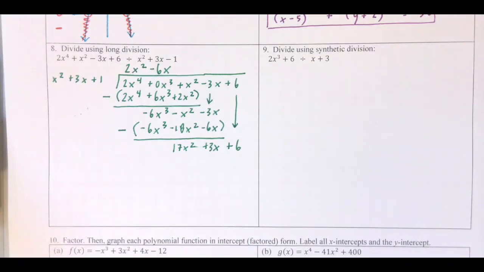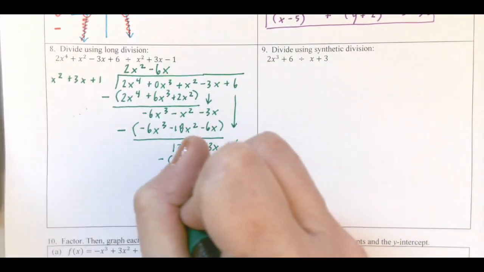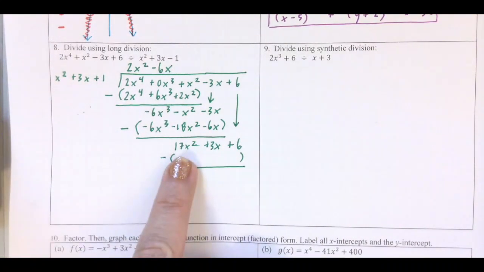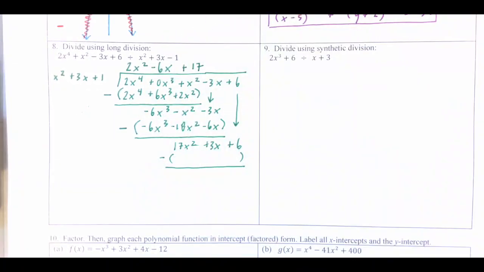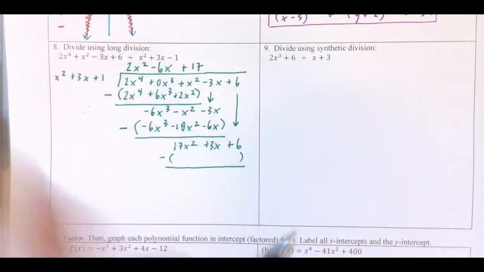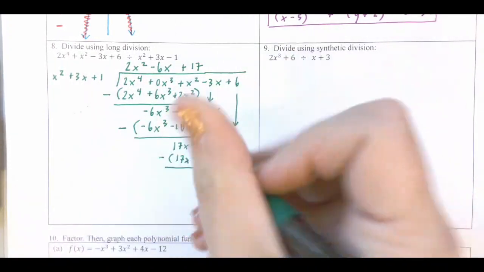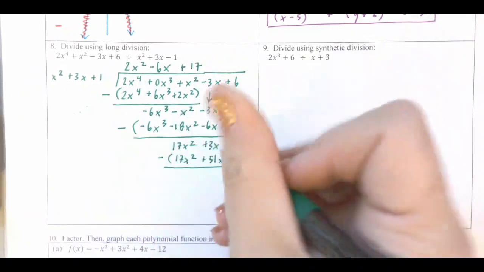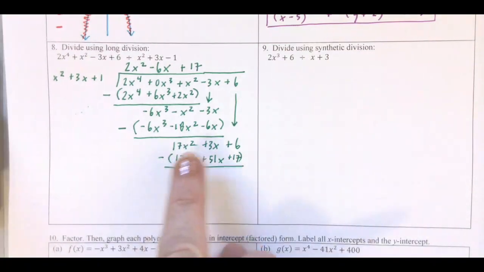Okay, so let's see where we're at right now. Build the structure. Okay, so x squared times what is 17x squared? So plus 17. Okay, if I multiply that back, here's my 17x squared plus 51x plus 17. Okay, so these zero out.